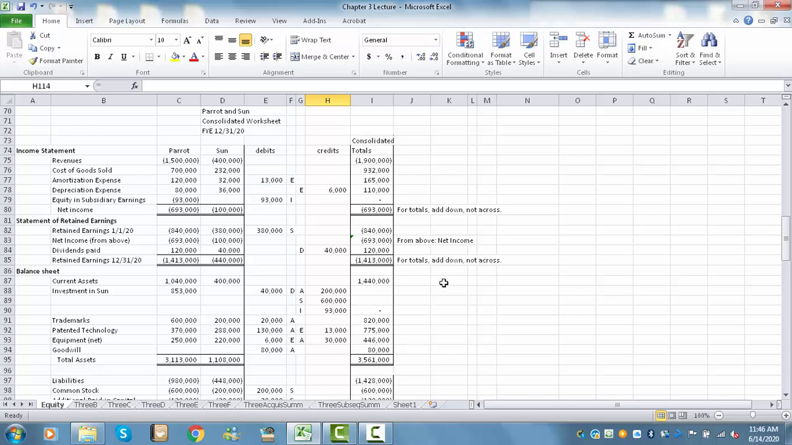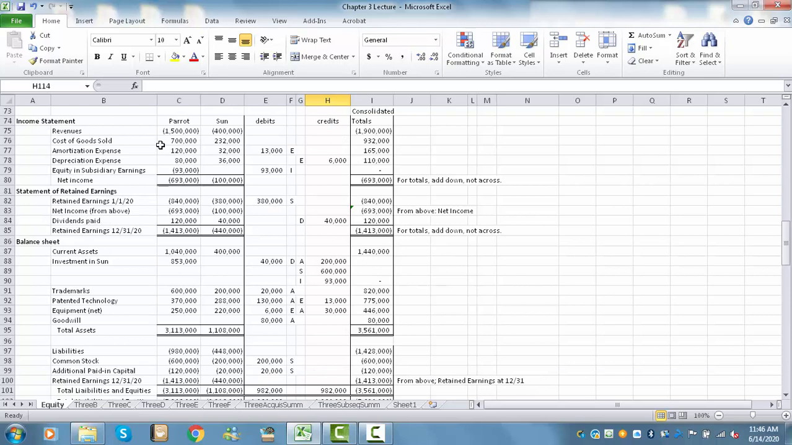Now, to get your consolidated totals, it's a worksheet, so you go across. 1.5 plus 400 is 1.9. 700 and 232 is 932. That's a debit, that's a credit. Just go for it. Two debits and another debit is 165. Two debits and a credit is 110. We wanted to eliminate this, and besides we have a credit and a debit, and it worked. Now, you don't add across, you add down for your totals. So if you add these guys, you'll get this number, like that.